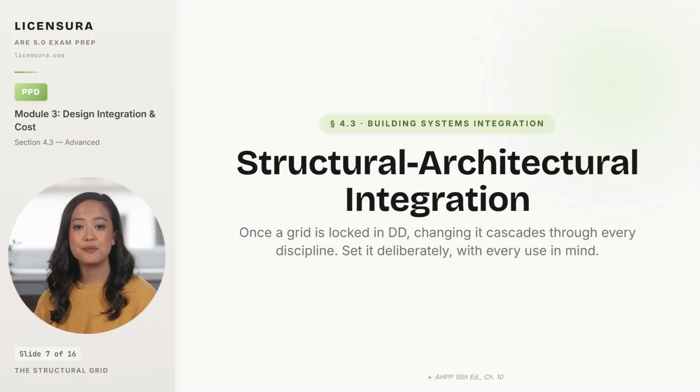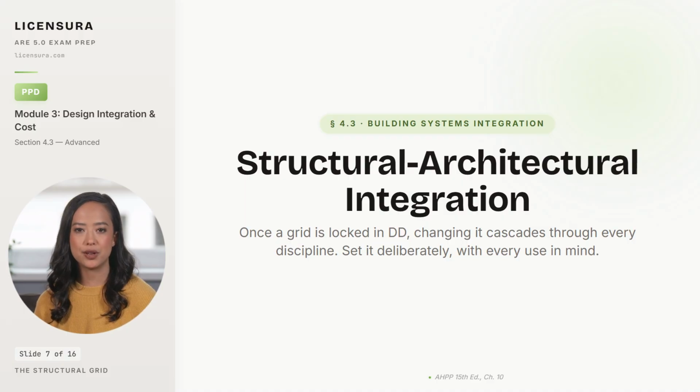Most architects who have made a late DD grid change tell the same story. Weeks of redesign, every consultant reissuing drawings, and a quiet conversation with the principal about how to absorb the schedule slip. The structural grid is one of the most consequential early decisions in building design, and it is one of the least reversible.